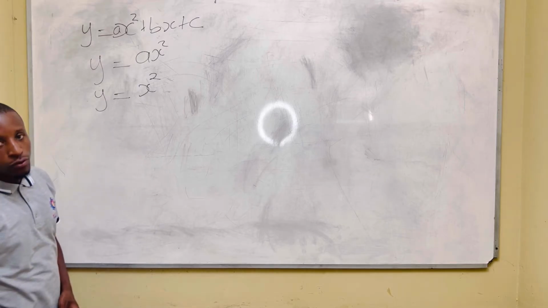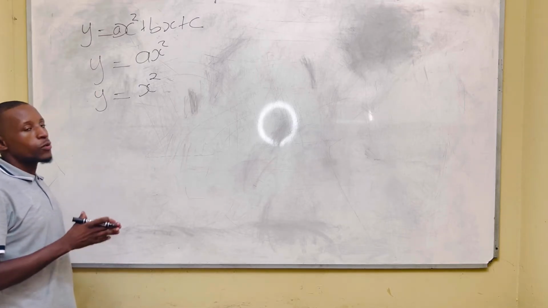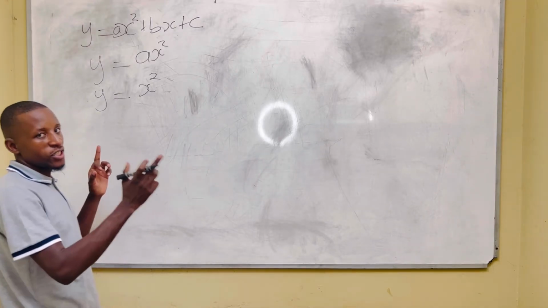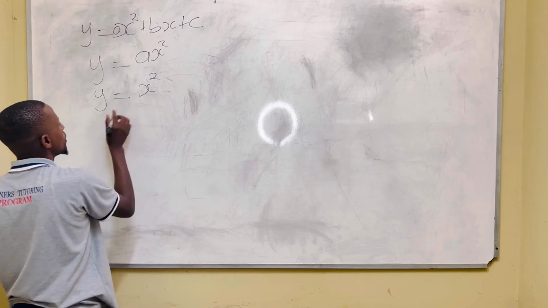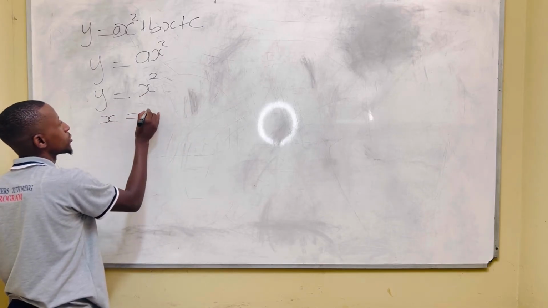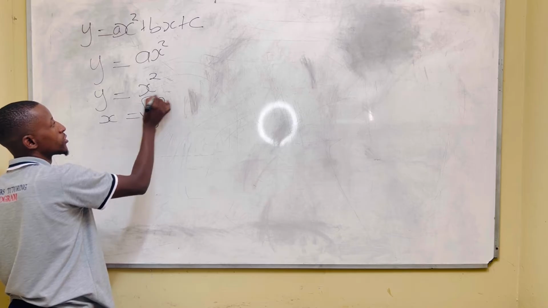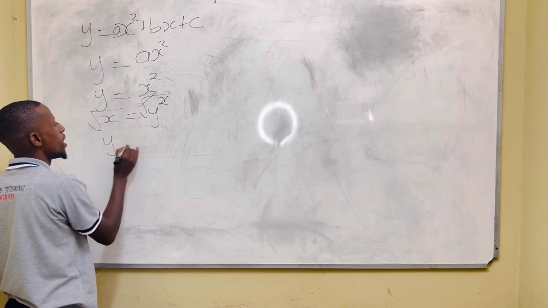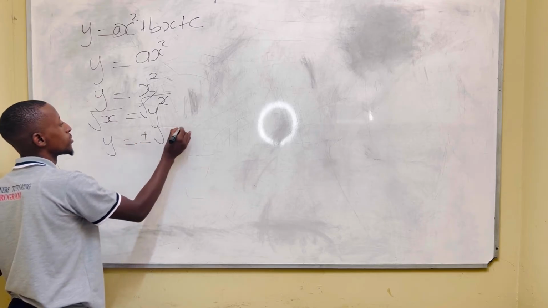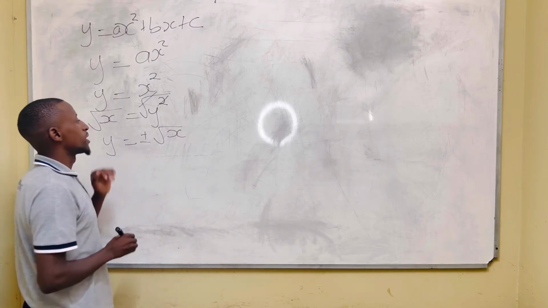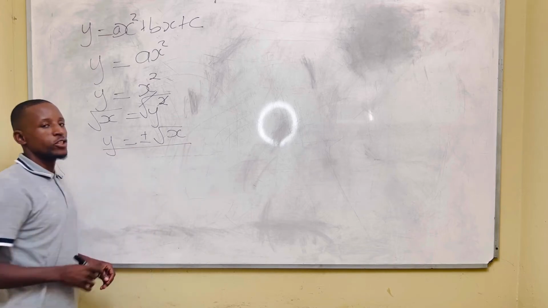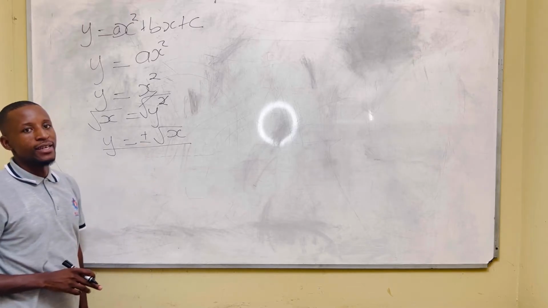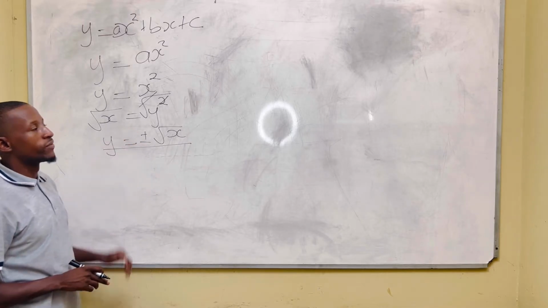The first thing that you need to know is how to get the equation of the inverse. If you want the equation of an inverse, you interchange x and y. So let us interchange x and y. This one is going to be x, this one will be y squared. You're going to square root both sides. The square will cancel the square root. Then your y will be plus or minus the square root of x. Don't forget, once you square root, you must put a positive and a negative. So this will be the equation of the inverse.